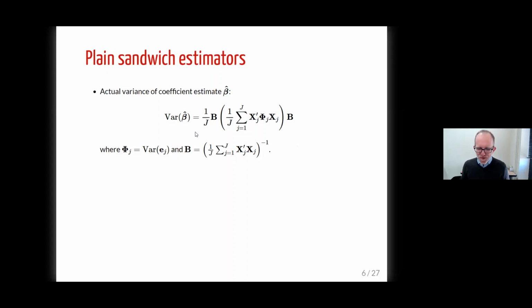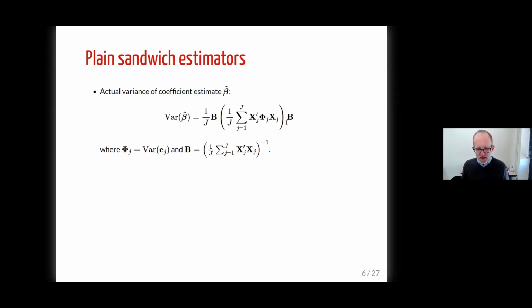So this is the actual form of the variance. The challenge with being able to estimate this variance formula is that it's got this thing in the middle, which is the actual variance of the errors. And we don't know this. We're trying to avoid making strong assumptions about what the structure of this actual variance is, which means we've got to have some way to estimate it, but in a way that doesn't impose strong assumptions.